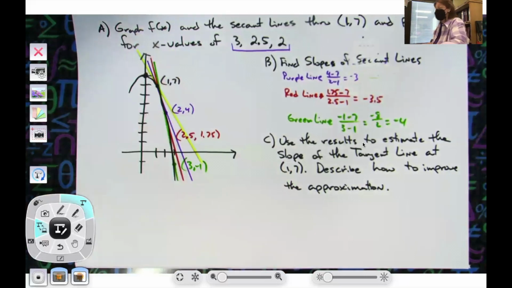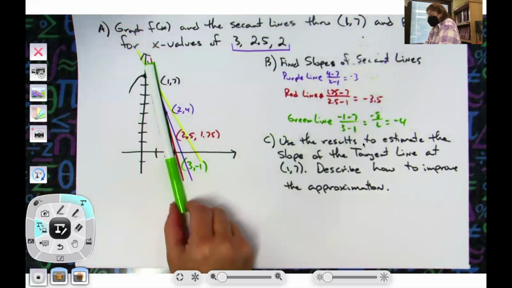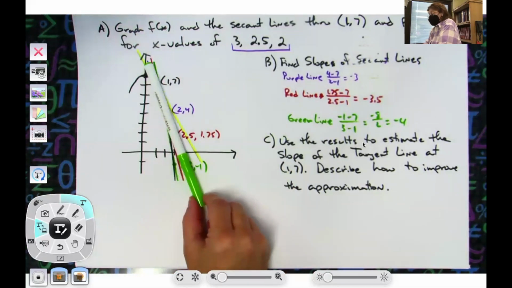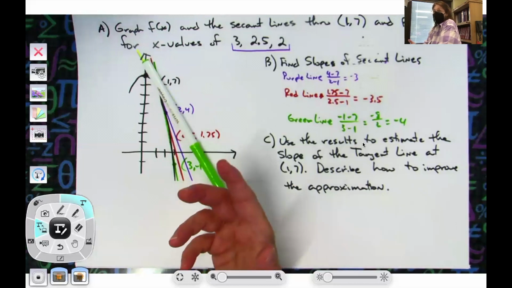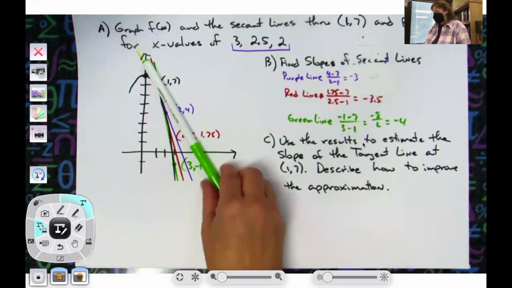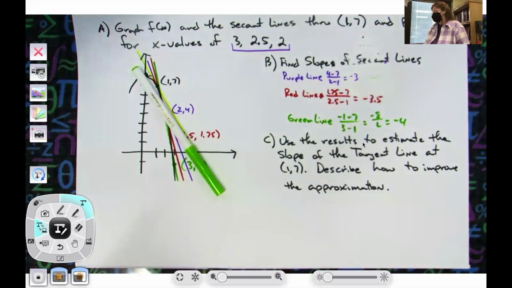So take a look at those slopes. The green line was at -4, and then the red line was at -3.5. The purple line is at -3. So that yellow line, just estimate it, -2. I'm asking you to estimate, so you could have said -1.5, or you could have said -2.5. But as long as you didn't say something like -5 or -6, that's correct.